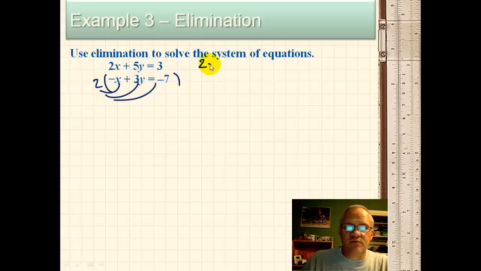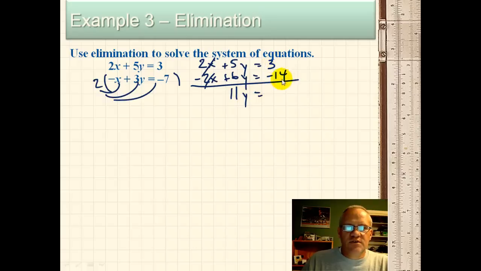So here's what we've got now. We've got 2x plus 5y equals 3. Negative 2x plus 6y equals negative 14, it looks like. Now the 2x and the negative 2x can cancel. This is going to give me 11y. 3 and a negative 14 is negative 11. Divide by 11. Oops, it's a positive 11 there. Y equals a negative 1. Yay, am I done? Not yet.